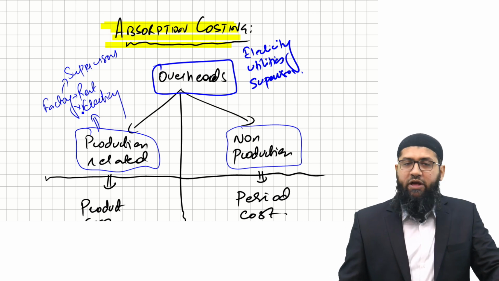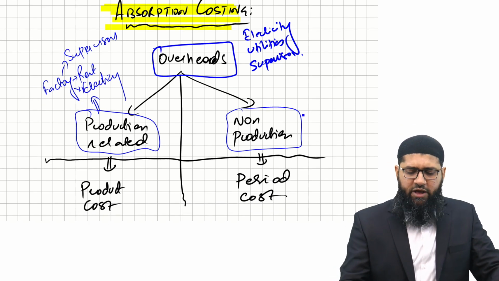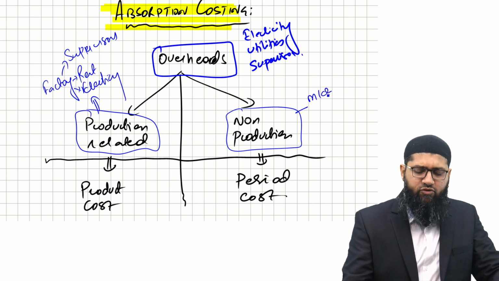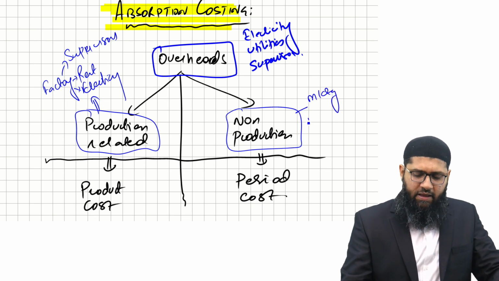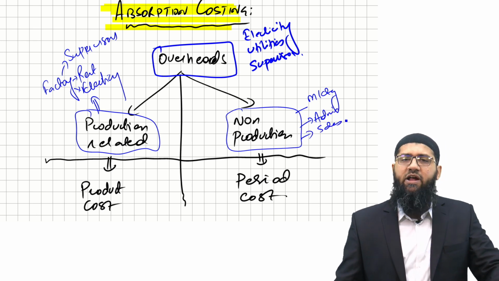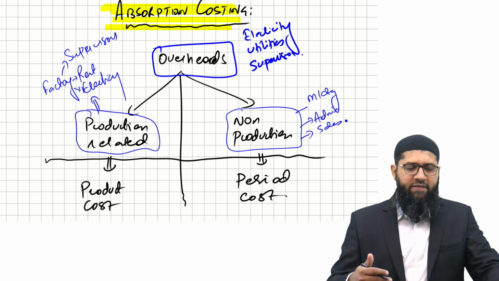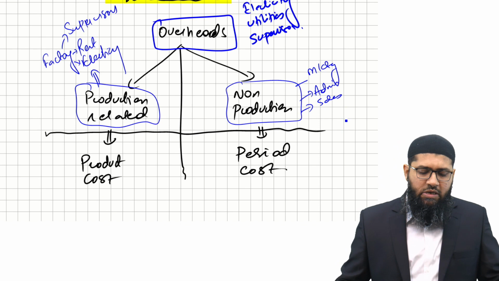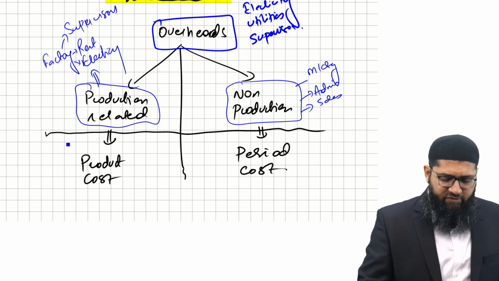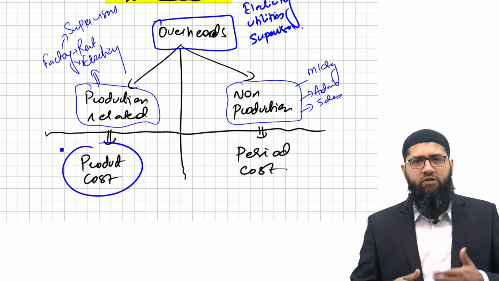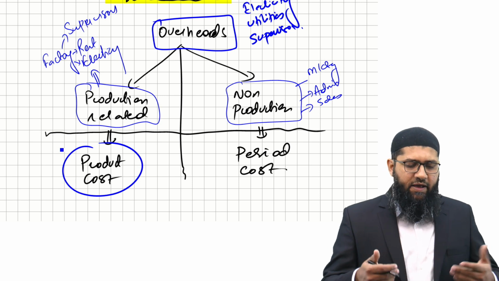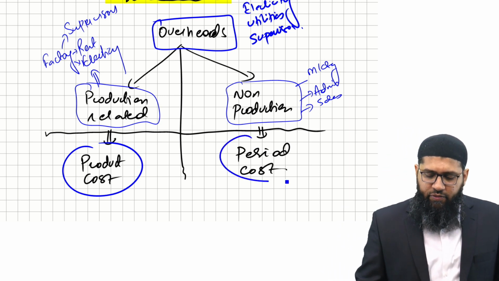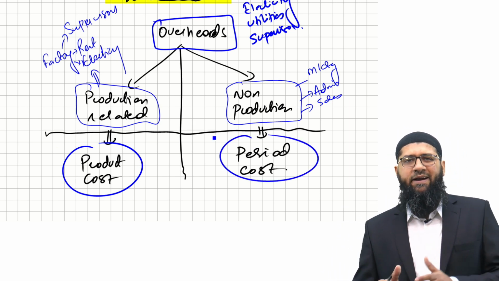So there could be production related overheads and there could be non-production related overheads, like the cost associated with marketing, the cost associated with admin, the cost associated with the sales department, etc. They could be considered as your non-production overheads. Now the production related overheads become part and parcel of the product cost, that is, they are included within the cost of the product. Whereas non-production related overheads are treated as a period cost.